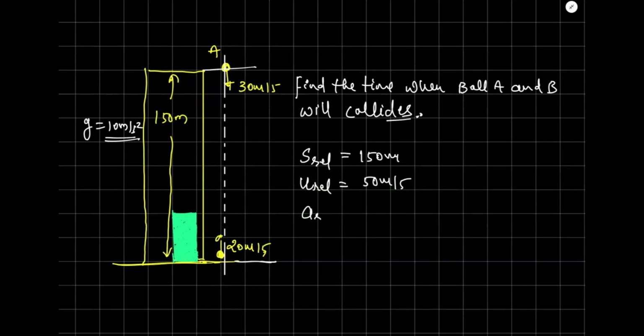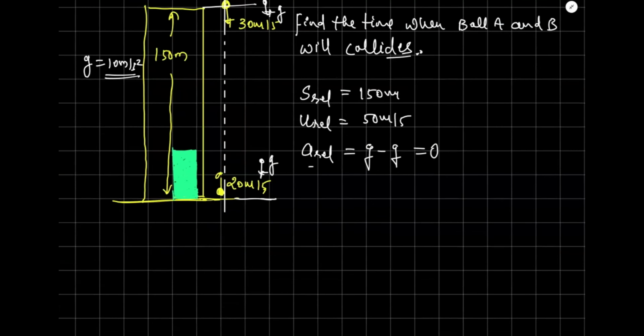What is the relative acceleration? So for this one acceleration is g, and for this one is also acceleration g. So I can say g minus g equals 0. So now if acceleration is 0, I can directly use the equation t equals separation upon velocity. So what is the separation? 150 meter. And what is the velocity? It is 50 meter per second.